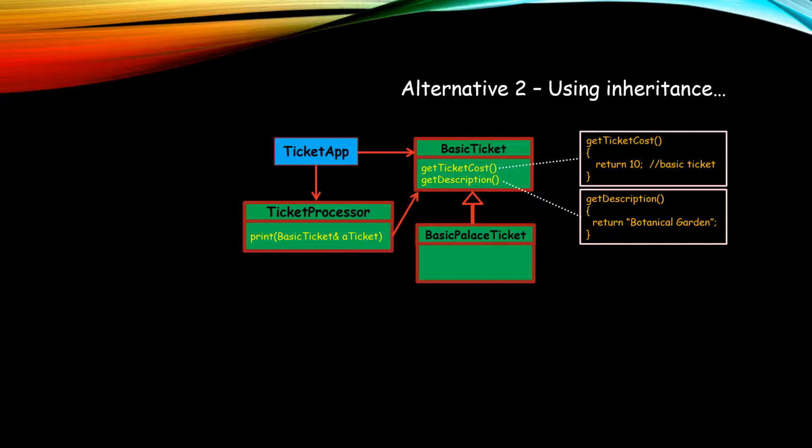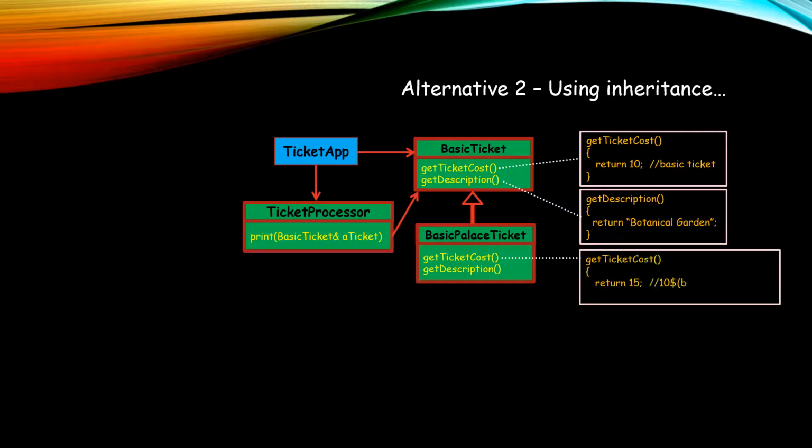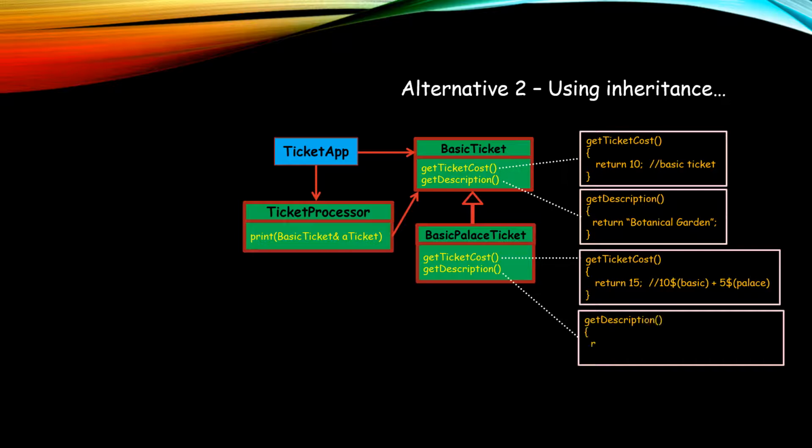So the subclass will override both the methods of the parent class. The get ticket cost will return the total cost of the ticket when the visitor takes Palace entry. This is $15. Similarly, get description will return Botanical Garden Palace Tour.